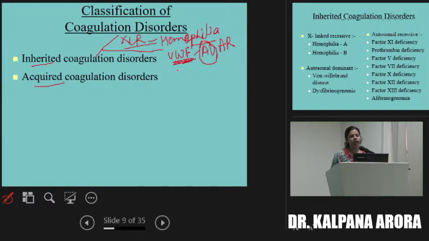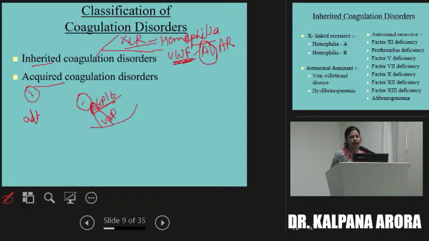Yes, very good. The von Willebrand factor has two functions. First, it binds the platelets to the endothelium. You know, on the platelets, we have got the GP1B receptor, and this von Willebrand factor is expressed on the endothelium. So this binds the platelets through the GP1B receptor. Okay, so what does it cause? It causes the platelet adhesion.